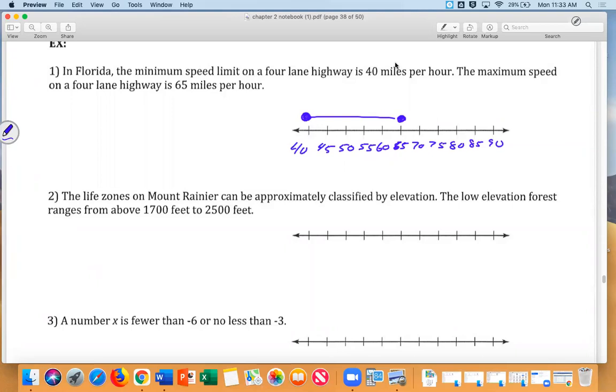Okay? The life zones on Mount Rainier can approximately be classified by elevation. Did you guys know that? Louis, are you getting this down? Do you know that, Louis, that life zones can be classified by elevation, particularly plant life?